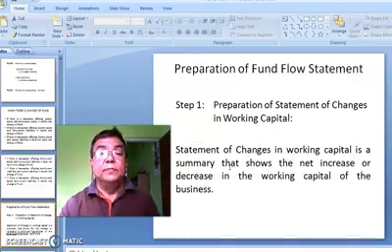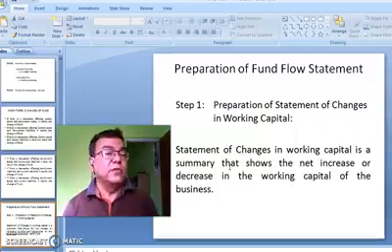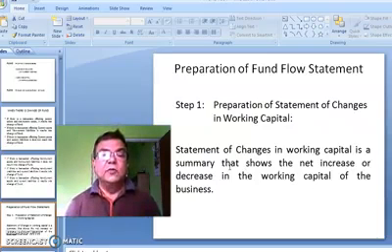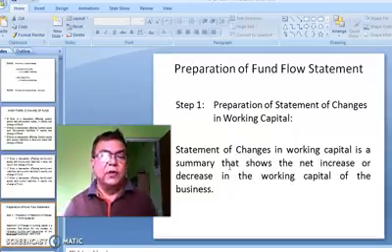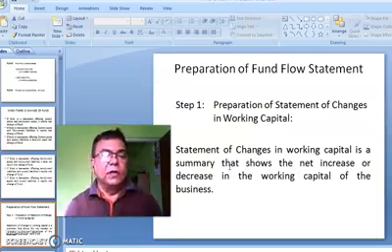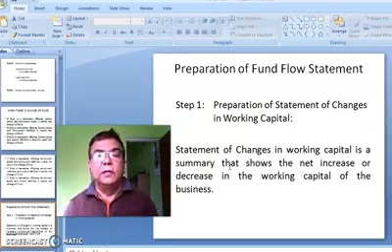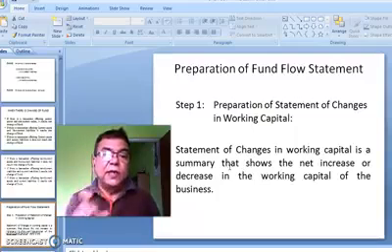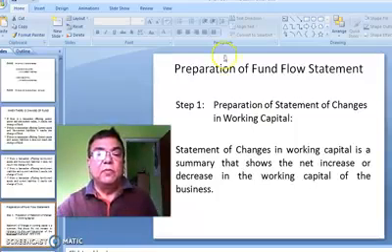So next, how the fund flow statement is prepared. Because time is very short, we are running out of time, and only within 14 or 15 minutes we have to complete this lecture. That is why, about the fund flow statement, how to prepare it, there are some steps. That is the preparation of the fund flow statement.